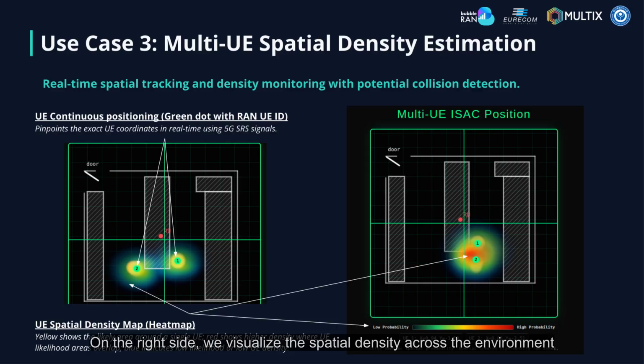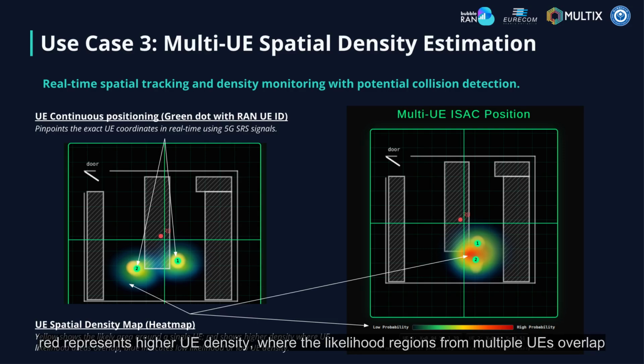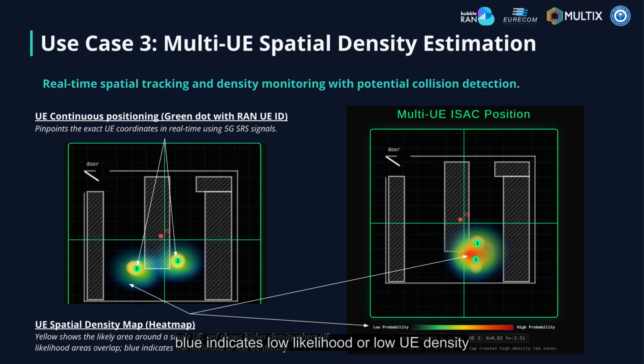On the right side, we visualize the spatial density across the environment. The color coding is different from the first use case. As shown in the color bar at the bottom, yellow indicates the likely area around a single UE. Red represents higher UE density, where the likelihood regions from multiple UEs overlap. Blue indicates low likelihood, or low UE density.